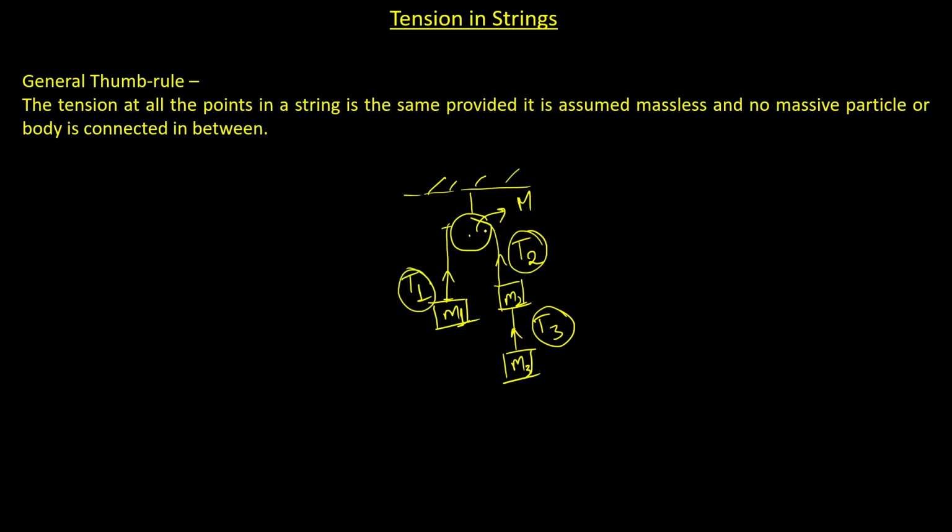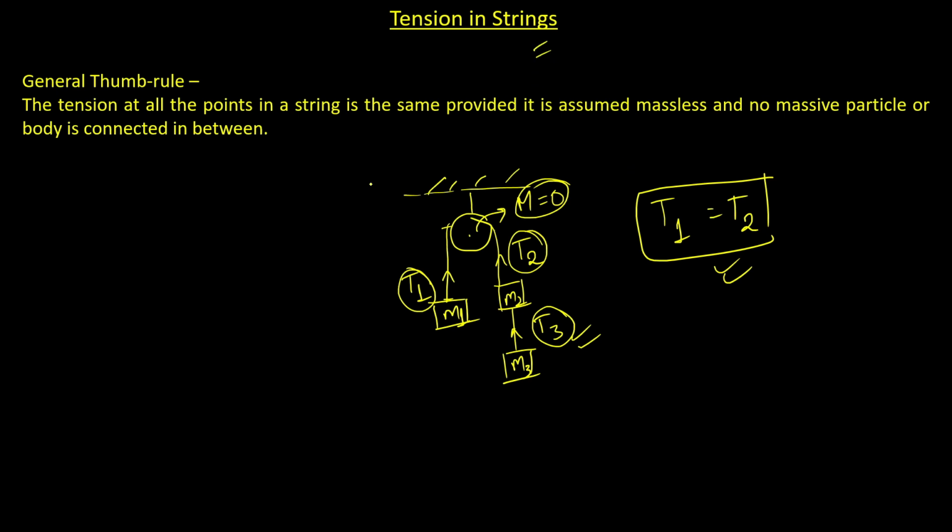So this is how you're going to need to distribute the tensions. Now if suppose this pulley is also having no mass, like this mass is 0, then this T1 is going to be equal to T2, and this T3 will be different. So this is how you need to see tension in strings, and we are going to discuss a lot of questions on this tension in strings, so don't worry about that now, it will become even more clear.